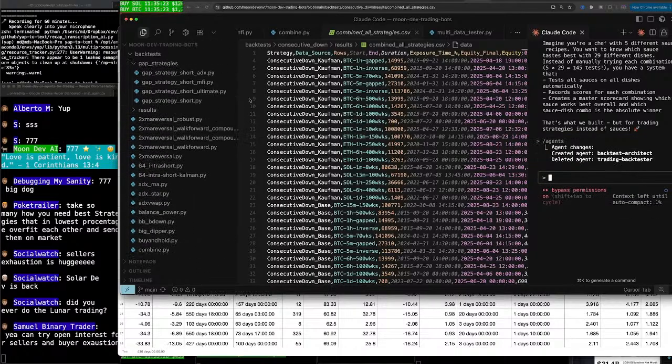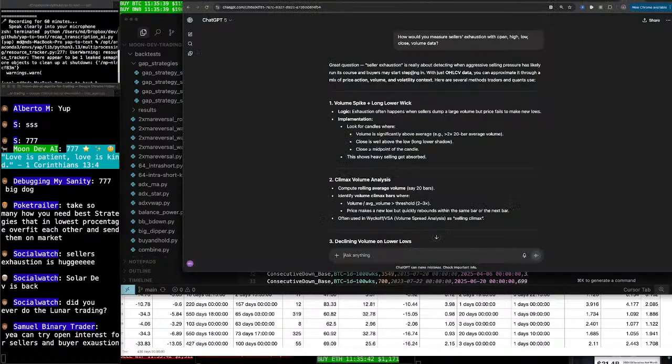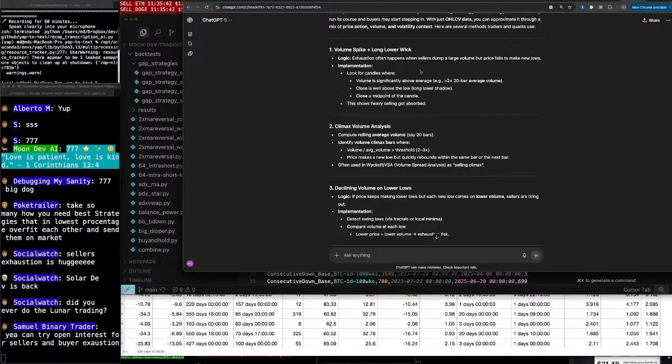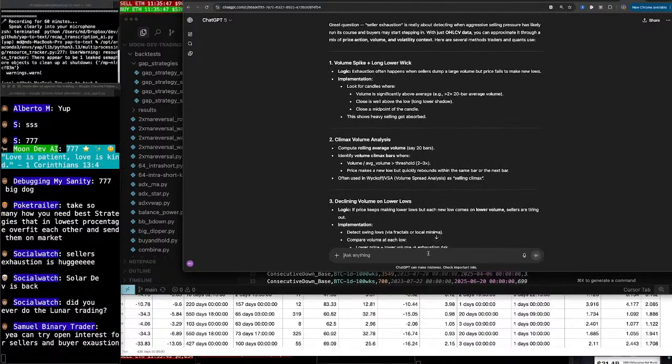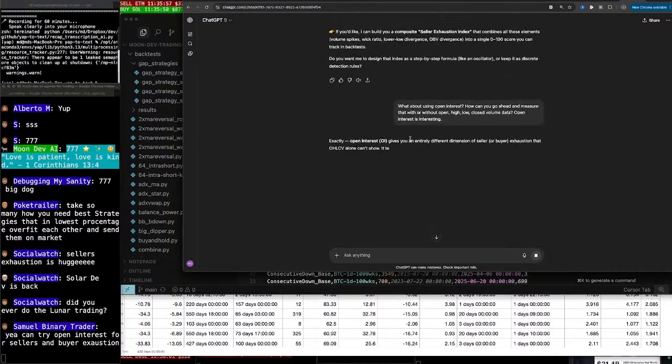Okay, so yeah, you can try open interest for sellers and buyers exhaustion. Okay, open interest. That's a good idea. Volume spike, climax. What about using open interest? How can you measure that with or without open, high, low, close volume data? Open interest is interesting. That's interesting, dude. Thank you.